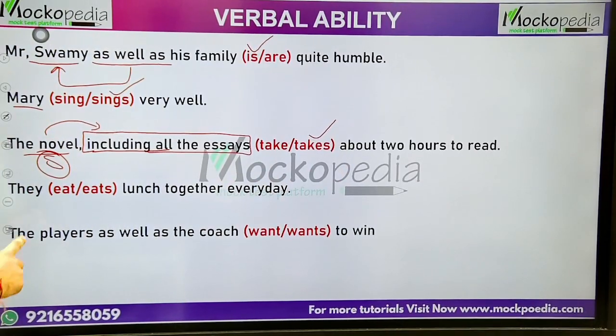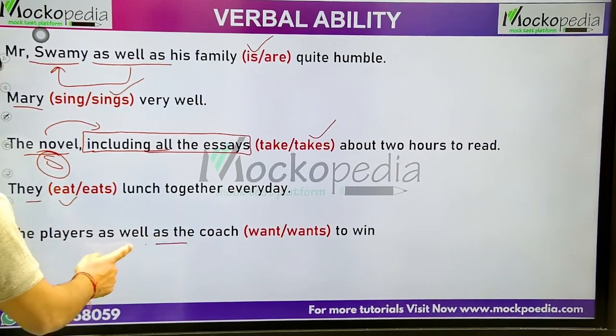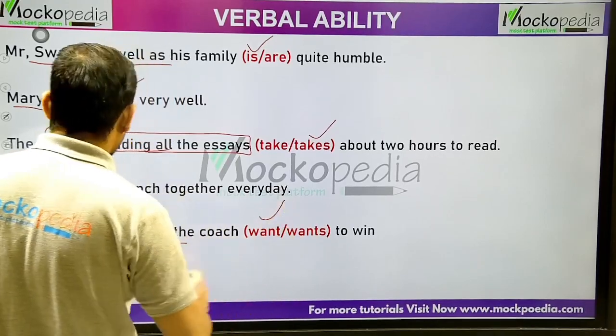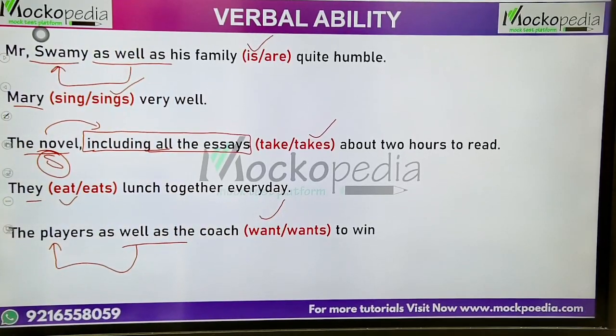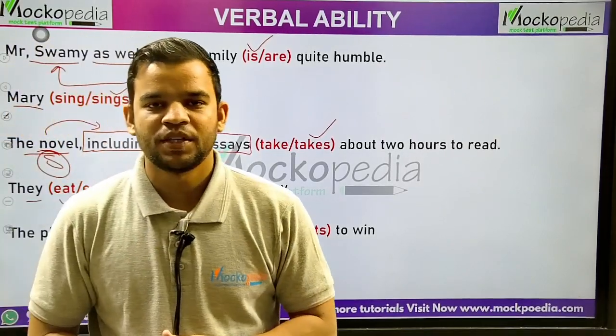They is plural, eat. The players as well as, ignore it. The players want to win, right? So these are the questions based on the topic subject-verb agreement.